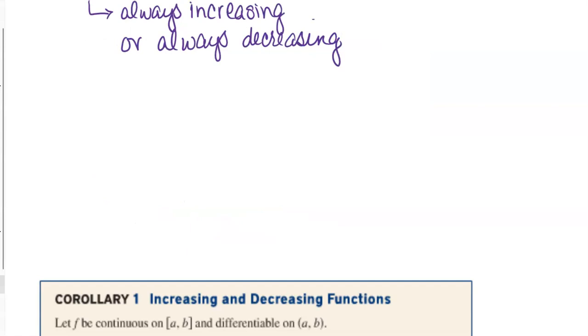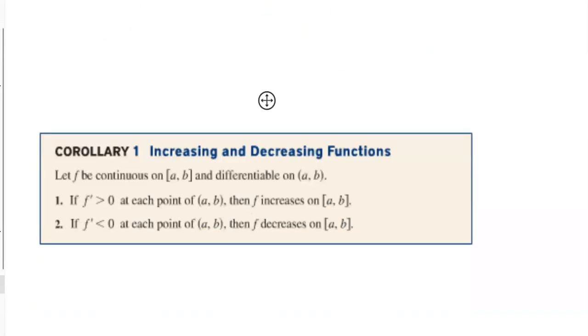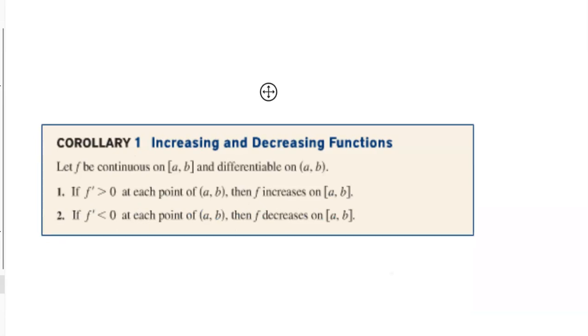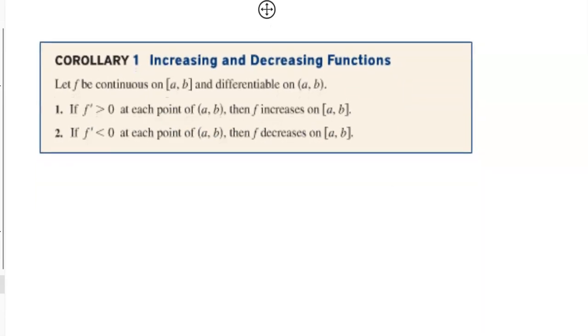This next corollary will tell us how to use calculus to determine if we have an increasing or decreasing function on a particular interval. This is something we already know; we just have never put it together exactly like this before. If f prime, the first derivative, is greater than 0, which means it is positive, then your function is increasing on that interval, and vice versa. If the derivative is negative, then your function is decreasing.